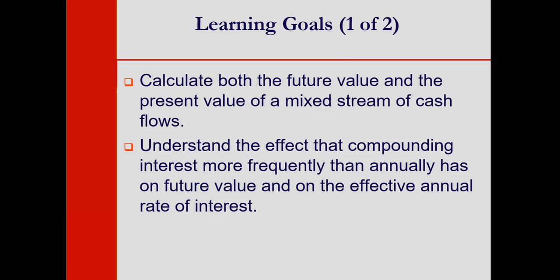And we'll also try to understand the effect of compounding interest more frequently than annually, let's say half yearly compounding, quarterly compounding, or monthly compounding, how that affects the future value, and what the effective annual rate of interest is. Why is it different from the nominal interest rate? Okay, so we will talk majorly along those lines.